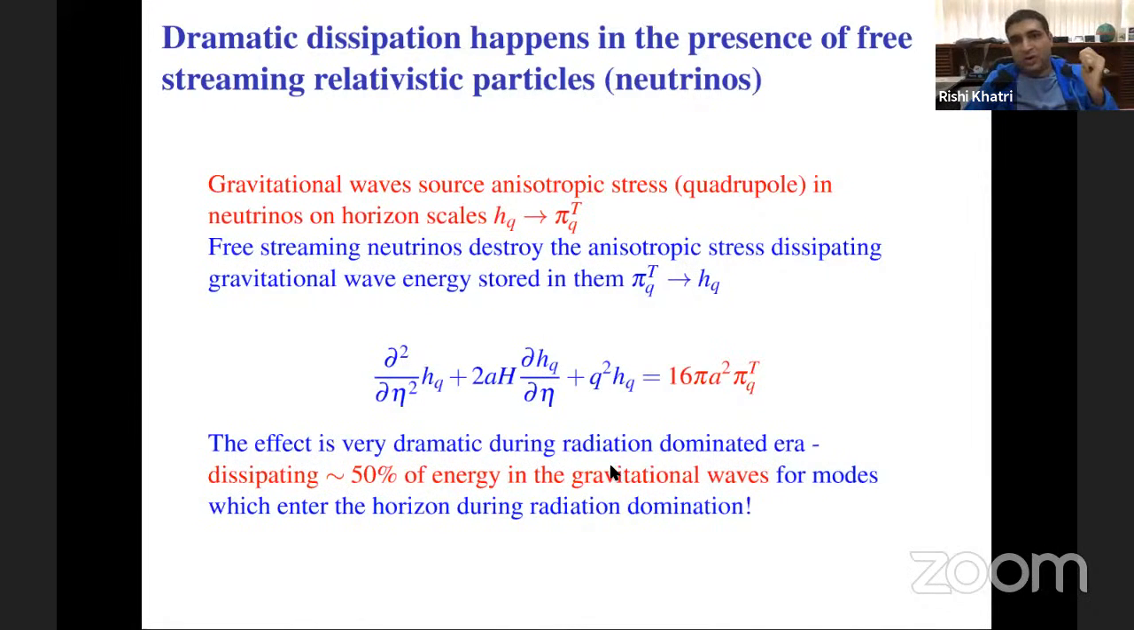I will just show you a plot. It is actually about 50% of the energy in gravitational waves that is dissipated, for the modes which enter the horizon during radiation domination. And again, this is all happening in standard cosmology. There is no new physics until now.